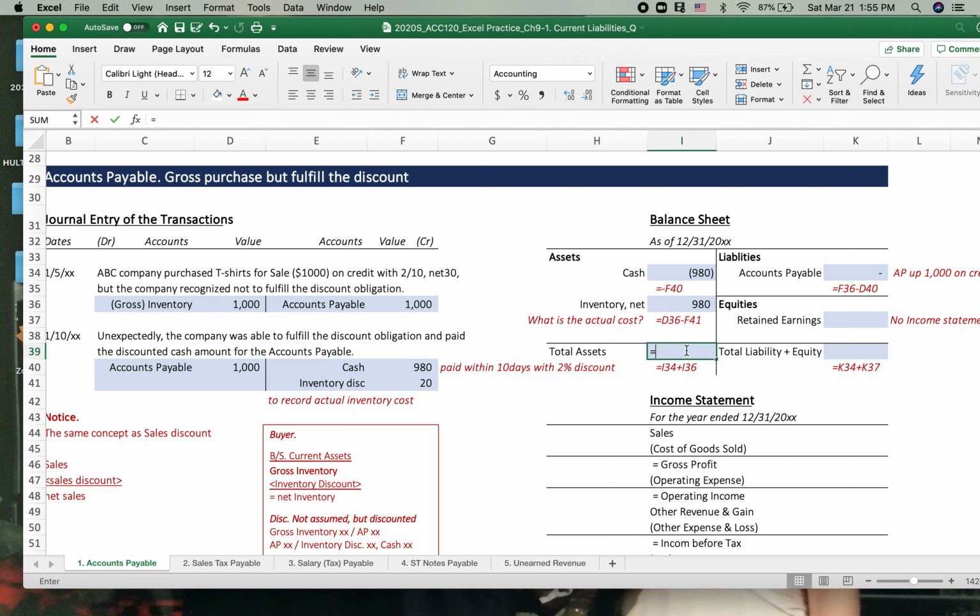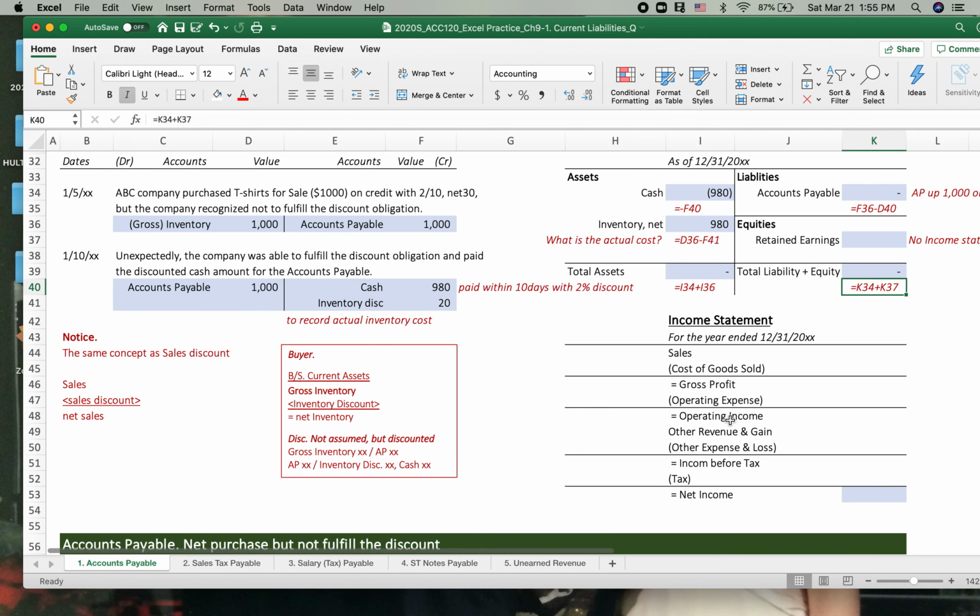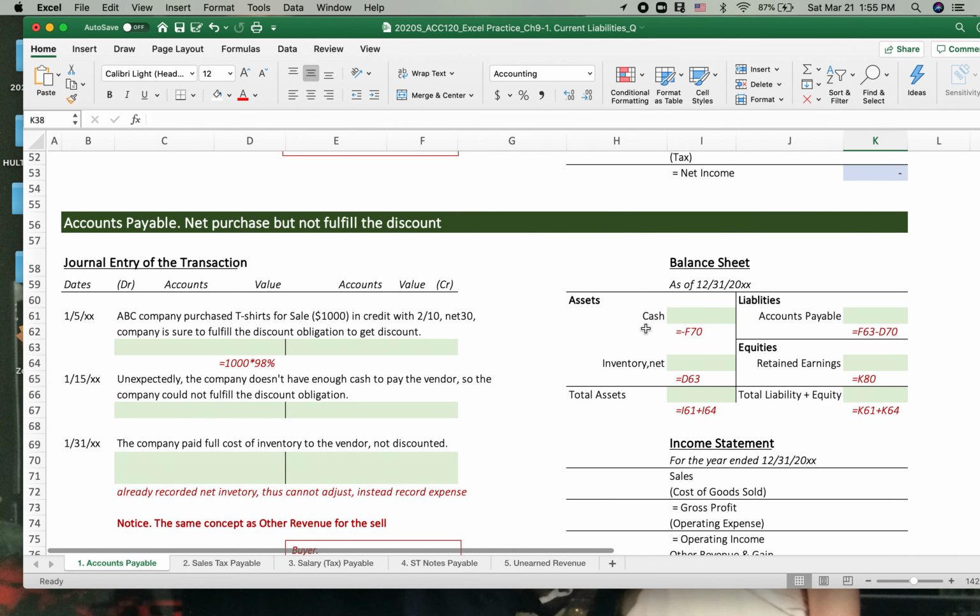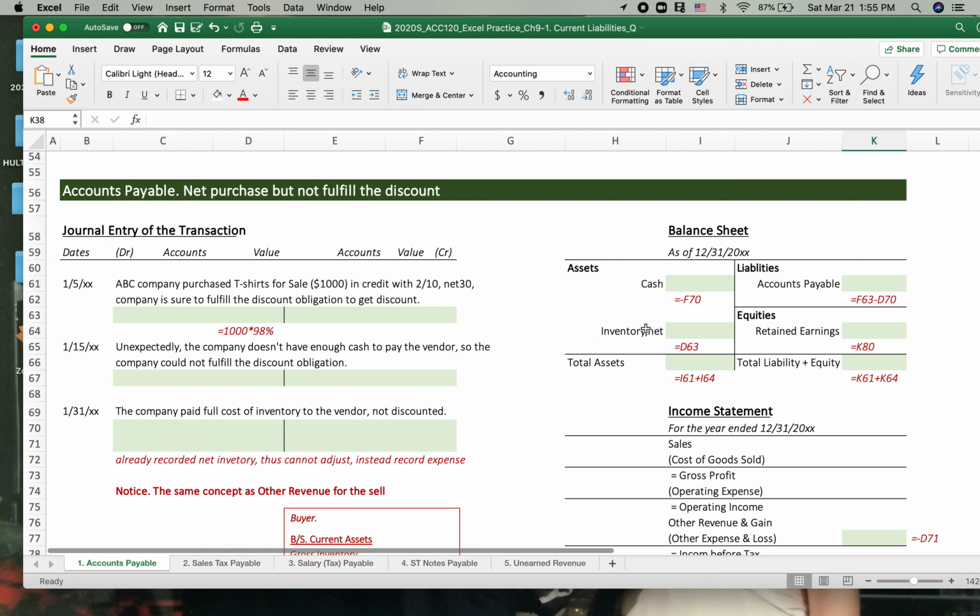Then let's check if the balance, the total asset, is equal to liability and equity. We don't have any transaction related to the income statement. So the retained earnings is also 0. It's nothing. We can just ignore. So that's it.